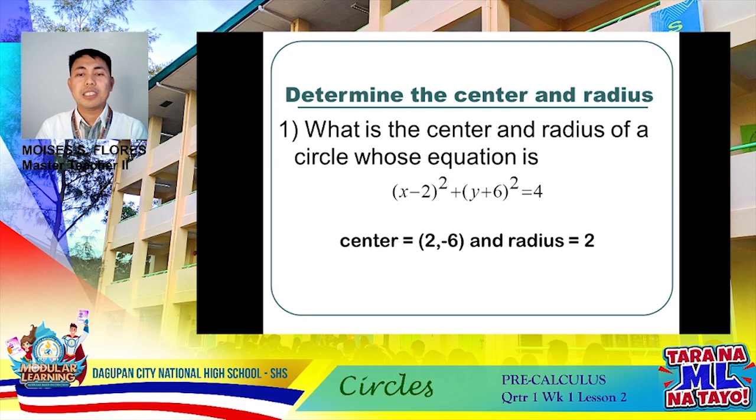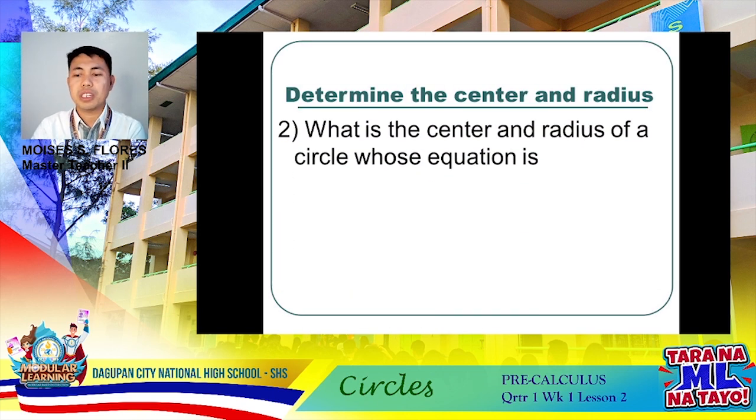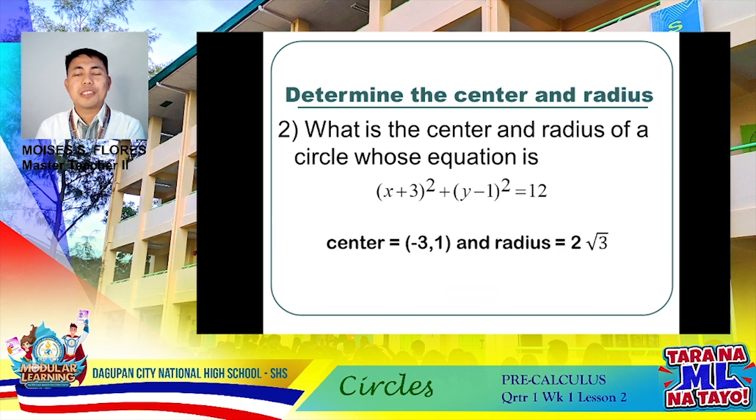Again, it's just the reverse of what we have done a while ago. It's just a matter of extracting your values of h and k, and the same is true with your value of the radius. Let's try this one. Center and radius of a circle whose equation is (x plus 3) quantity squared plus (y minus 1) quantity squared equals 12. The answer is, there you have it. The center is negative 3 and 1, and the radius is 2 square root of 3.